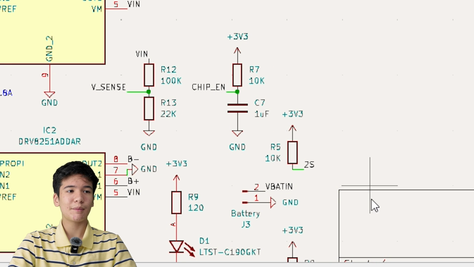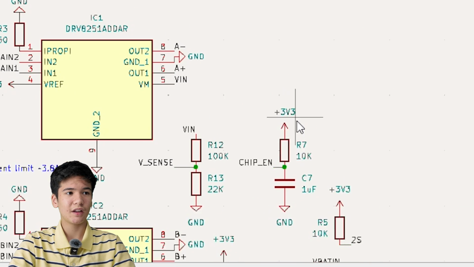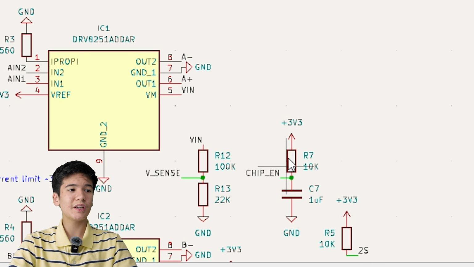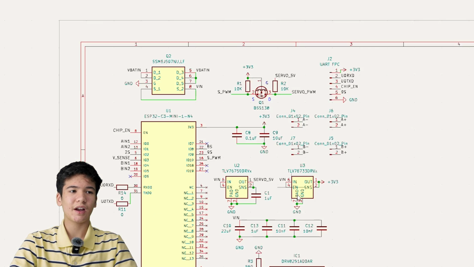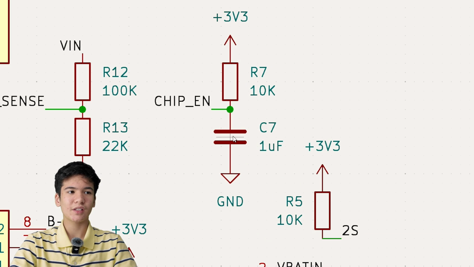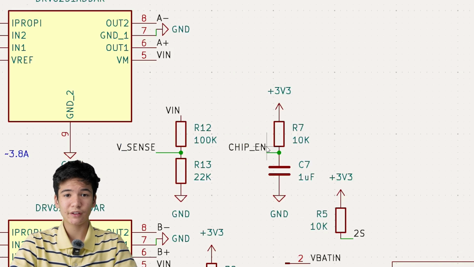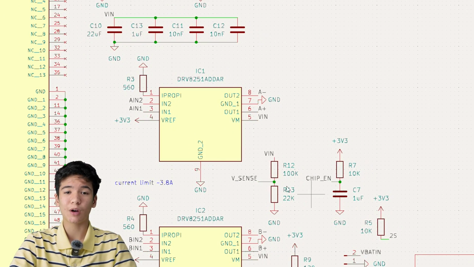GPIO2 needs to be pulled up with a 10K resistor, and so does GPIO8 and chip EN for the chip to operate properly. And two decoupling capacitors of values 0.1 microfarad and 10 microfarad are needed for smoothing out the supply voltage, with a 1 microfarad capacitor to ground on the chip EN line to form the RC circuit for the ESP32-C3 system to boot properly.